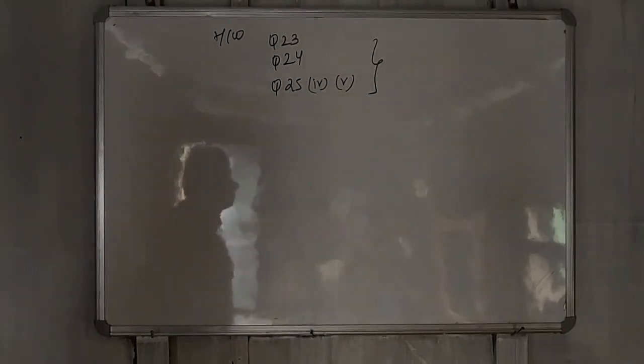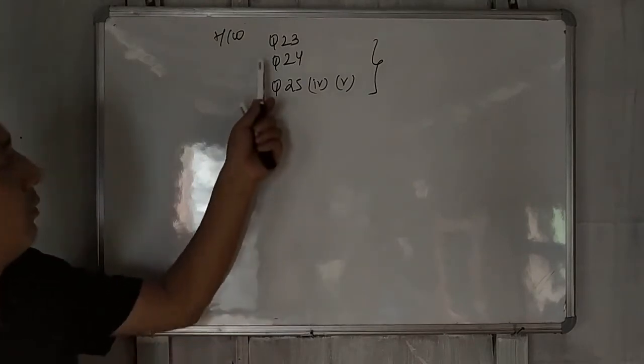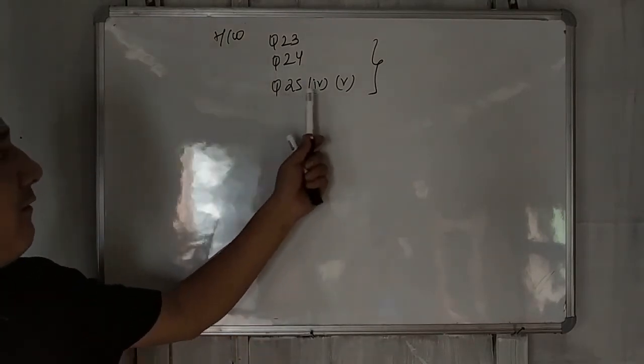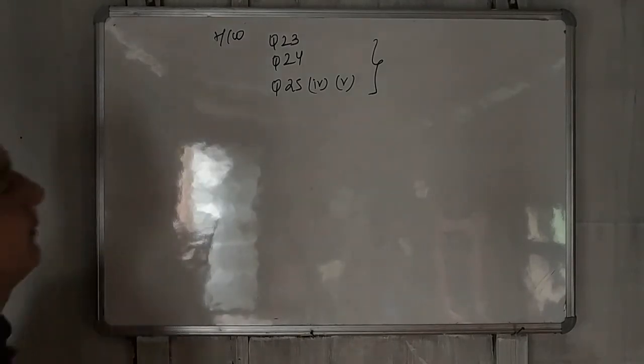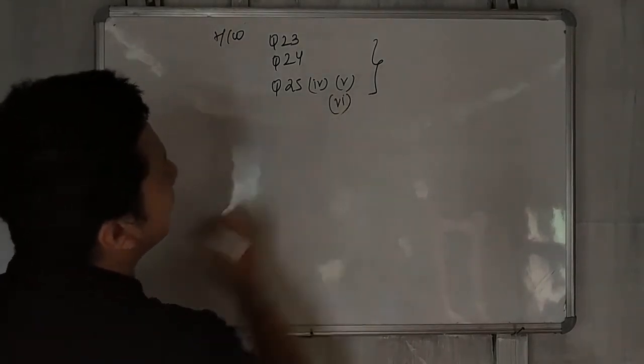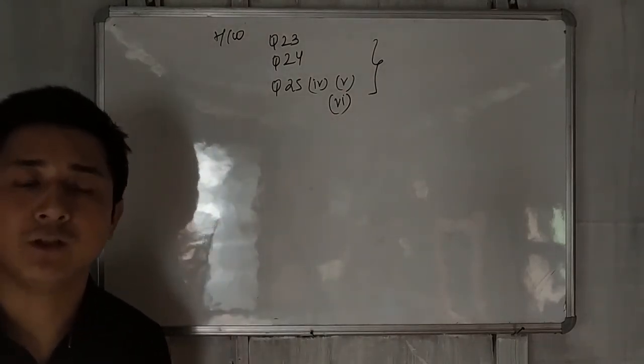Alright, so that's it for today. Your today's assignment will be question number 23, question number 24, question number 25 part 4, part 5, and you can also try part 6. Alright, so with this we have come to the end of this chapter, differential equation.